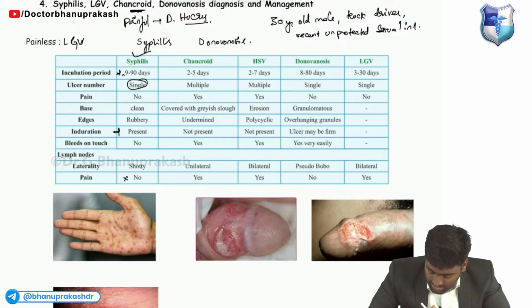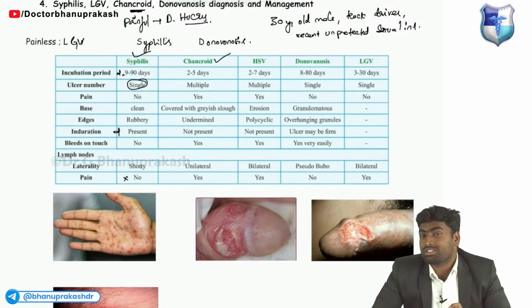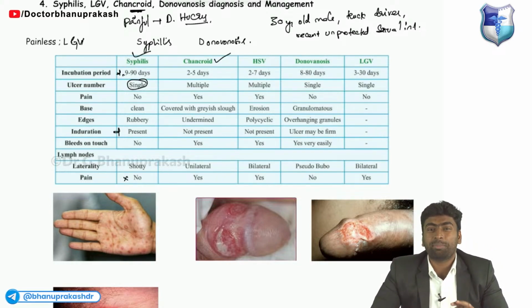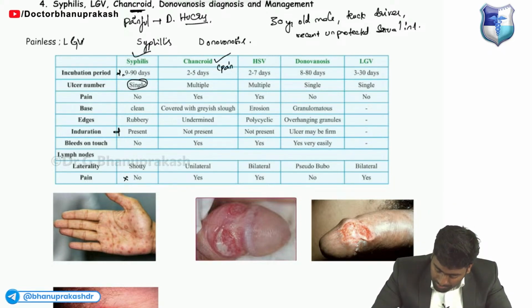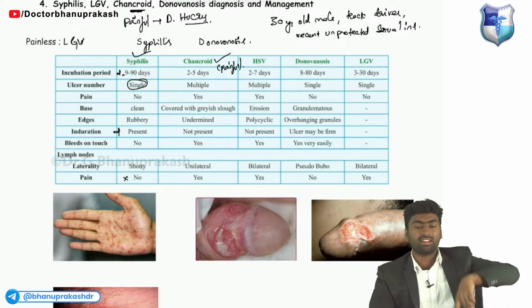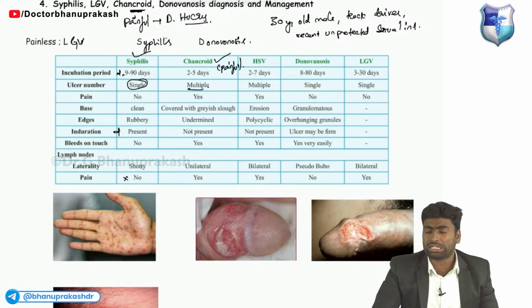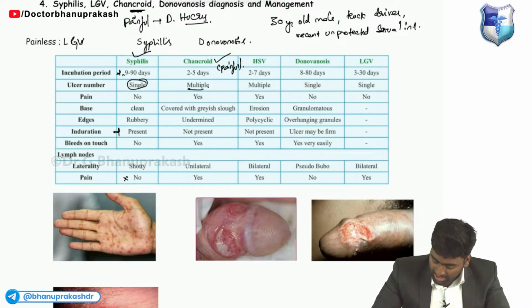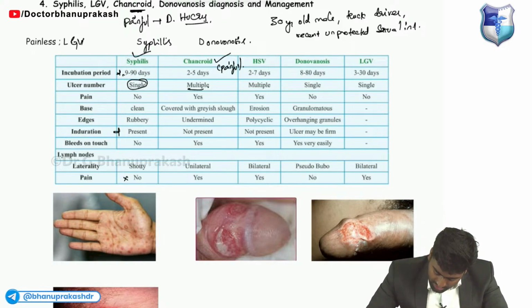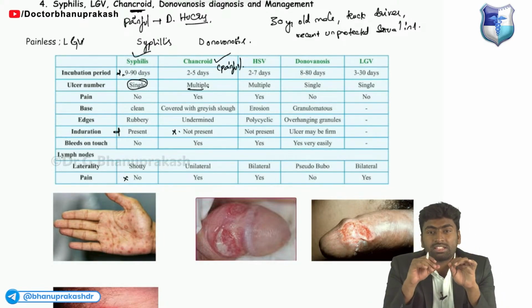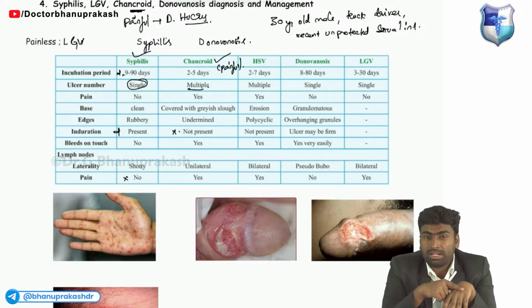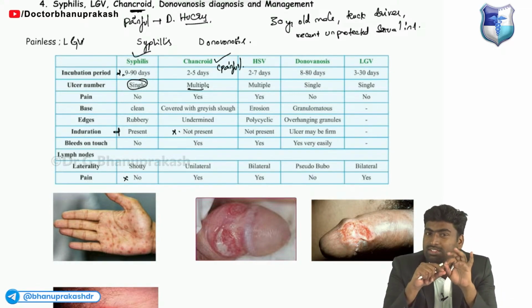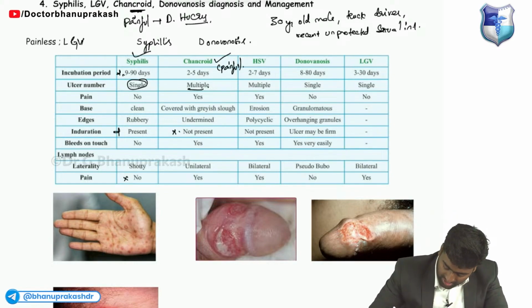Right? Whereas if you compare syphilis with the next one, chancroid: as I told, syphilis will be painless, whereas chancroid will be painful in nature. And here it was a single ulcer, whereas in the case of chancroid there will be multiple ulcers. Here the induration will not be present, and this will be a very fragile ulcer. Once you touch it, it will bleed. That kind of presentation will be there. And there will be the presence of lymph nodes, which will be mostly unilateral in nature.